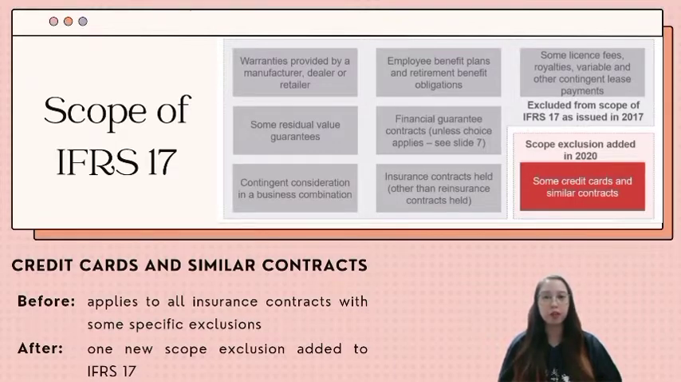After, one new scope exclusion added to IFRS 17. Yung next amendment naman po is about po sa scope po ng IFRS 17. Yung IFRS 17 po kasi ina-apply po siya sa lahat ng insurance contracts with some specific scope exclusions na makikita nyo po sa screen nyo. So ngayon, sa amendment po na to, nagdagdag po sila ng isa pa pong scope exclusion about some credit cards and similar contracts, yung color red po sa screen nyo.